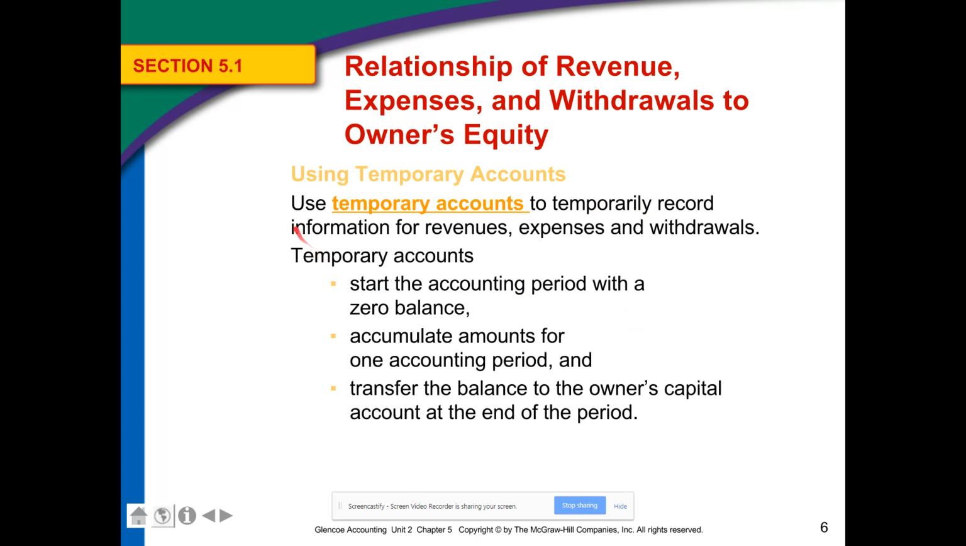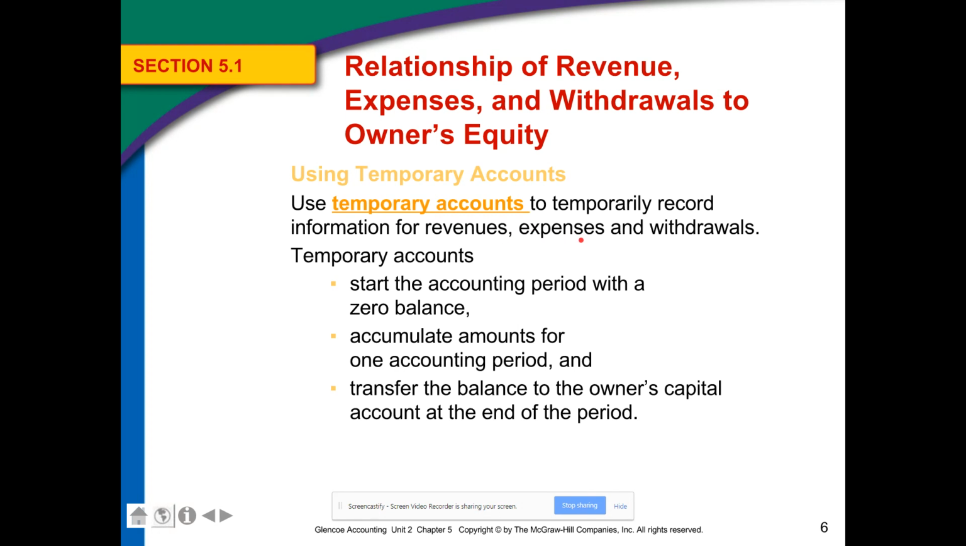So we're going to do our temporary accounts, revenue, expenses, and withdrawals. Those are your three account categories. Revenue is the money that businesses earn by doing their business. So if I have a dog walking business and I walk a dog, I've earned revenue for doing that.